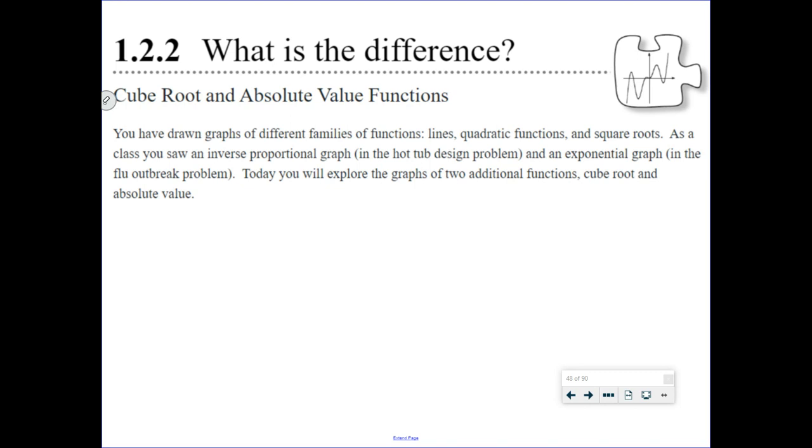You have drawn graphs of different families of functions: lines, quadratic functions, and square roots. As a class, you saw an inverse proportional graph. Check it out. We got an inverse proportional graph, which was the hot tub. We saw an exponential graph, which was the outbreak. The linear, do you remember what the linear was? Linear was the signatures. Today you will explore the graphs of two additional functions, cubed root and absolute value.